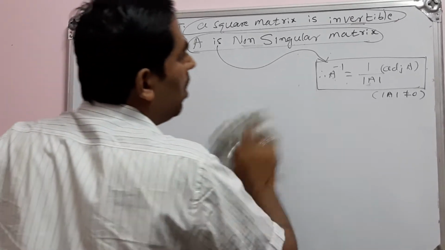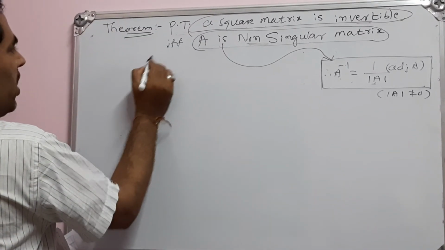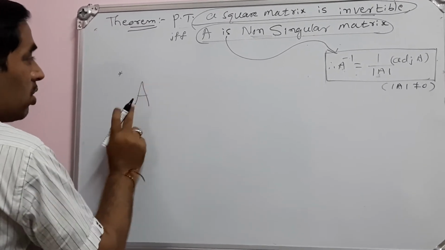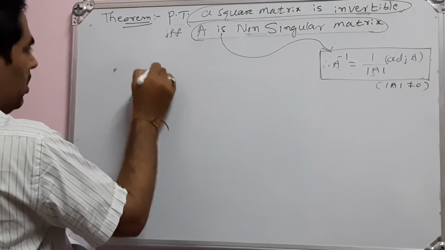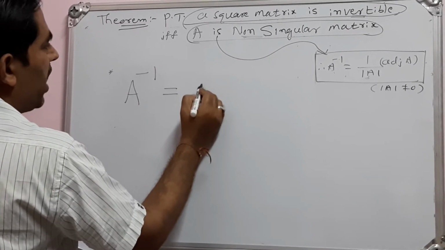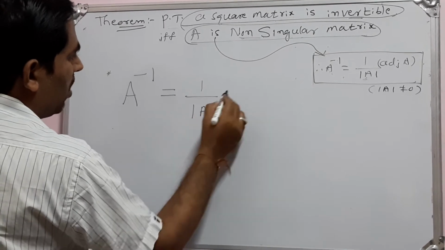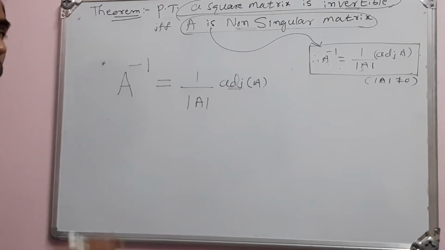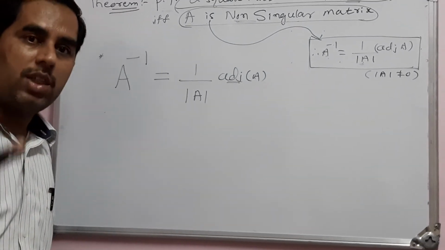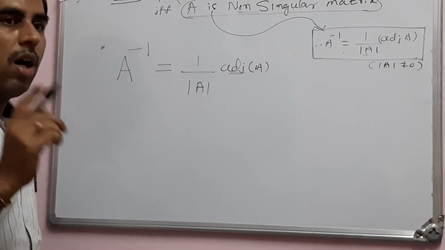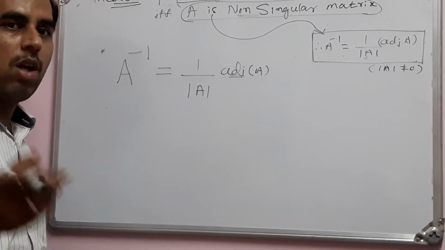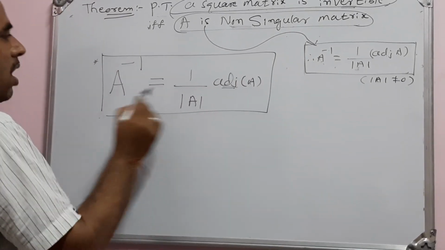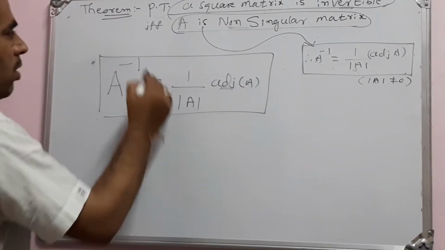So what is the inverse of the square matrix here? The important point to remember is this: if A is a square matrix of order n, non-singular, then the inverse exists. A inverse is equal to 1 by determinant of A into adjoint A. To find the adjoint, we have to find the cofactors. After transposing the cofactors, we will get the adjoint. That's why I have told in earlier classes that cofactors and minors are very important. So you can remember this formula.